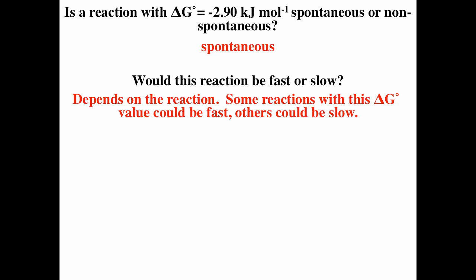And so a question we could ask is, is a reaction with delta G naught of minus 2.9 kilojoules per mole spontaneous or non-spontaneous? Well, according to thermodynamics, if you have a negative delta G naught, that means the products are more stable, and so we'd call that spontaneous, meaning that it occurs without any outside intervention. You notice spontaneous does not mean instantaneous. So we actually do not know whether or not this reaction would be fast or slow. All we know is that the products are more stable than the reactants.